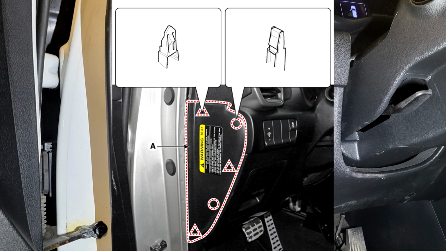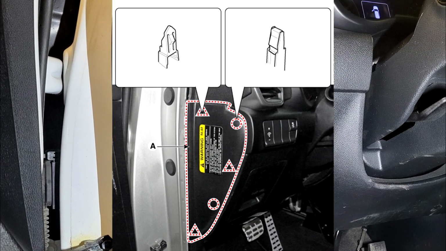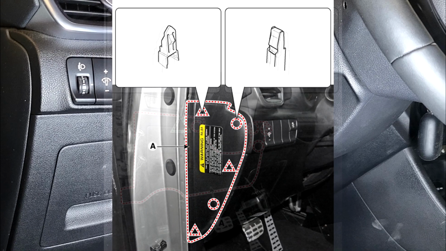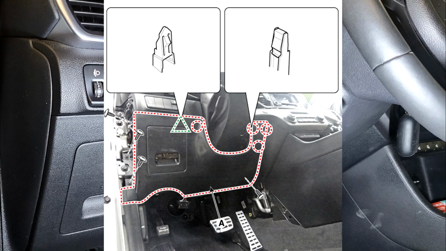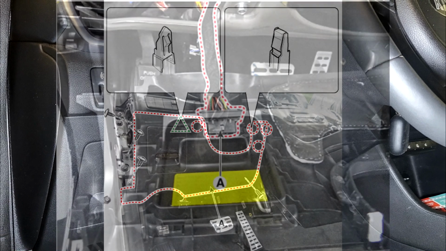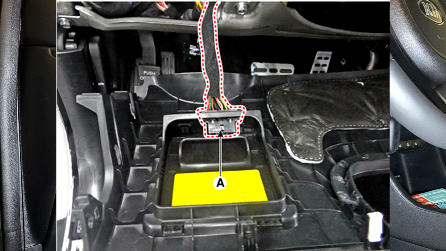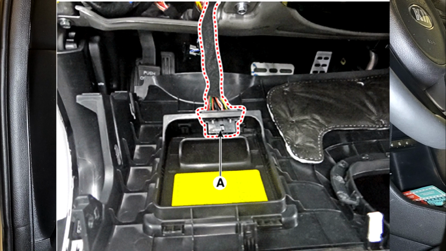5. Using a remover, remove the crash pad side cover, LH, A. 6. Loosen the mounting screws and remove the crash pad lower panel, A. 7. Disconnect the crash pad lower switch connector, A.